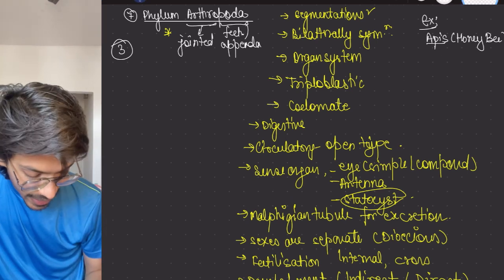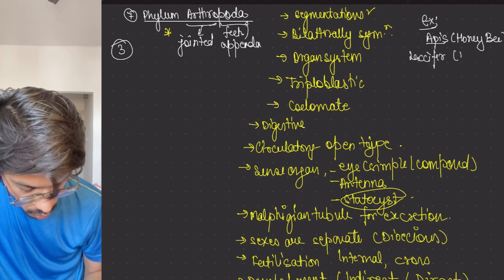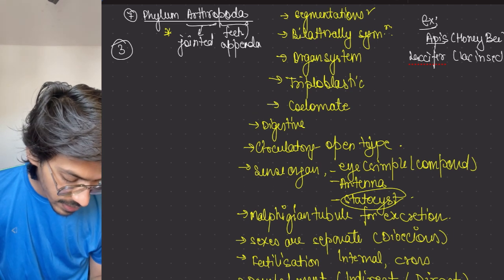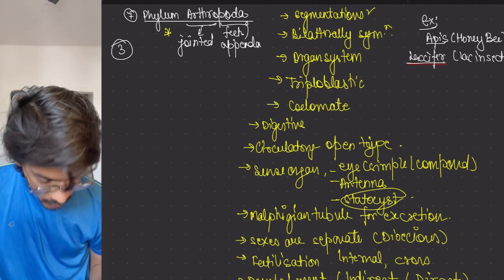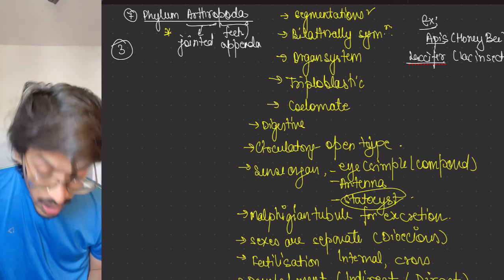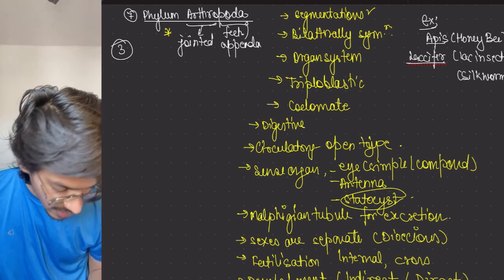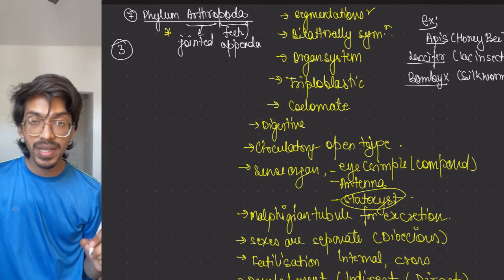After honeybee, we have what? We have Lucifer. Lucifer is what? Lac insect, which makes the bangles. Okay, it is very famous in the north part, especially Rajasthan. Okay, Lucifer. After that, we have silk worm, which makes the silk. That is Bombyx. These are the economically important ones.